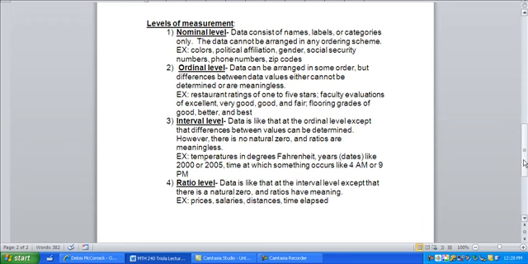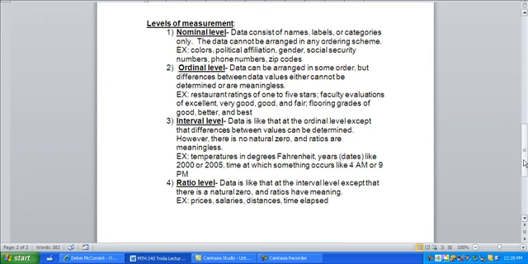Ordinal level means the data can be arranged in some order, but differences between the data values either cannot be determined or are meaningless. For example, restaurant ratings of 1 to 5 stars, faculty evaluations of excellent, very good, good, and fair, flooring grades of good, better, and best. All of these we can arrange in an order to say this is the best one down to the worst one, but differences between the data values have no meaning.